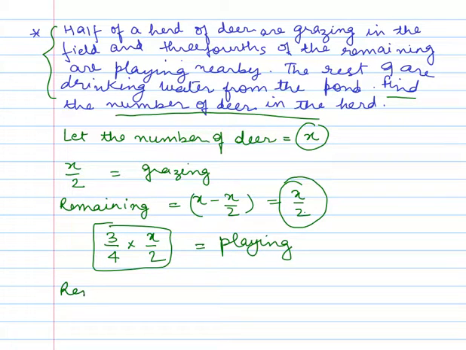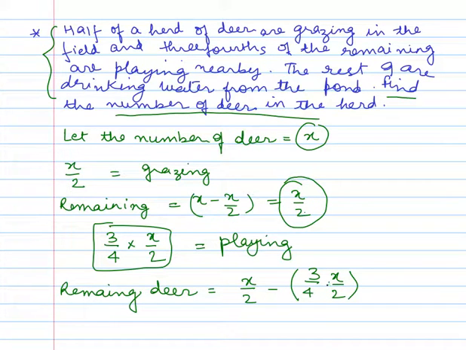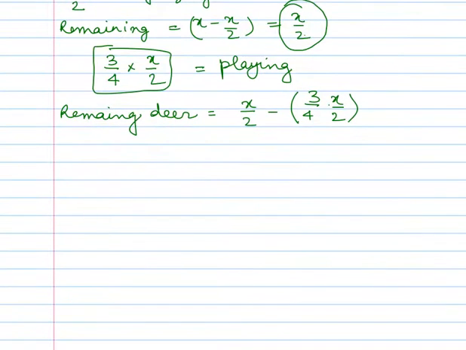The rest 9, so again out of x by 2 these were playing, so what are the remaining deer? See what the question was saying, 3 by 4th of the remaining, so there are still some more deer to look at. So remaining deer are x by 2 minus those which are playing. This dot is a sign of multiplication, right? So remaining deer are x by 2 minus this thing, and the question says the rest are 9, so this whole thing is equal to 9.